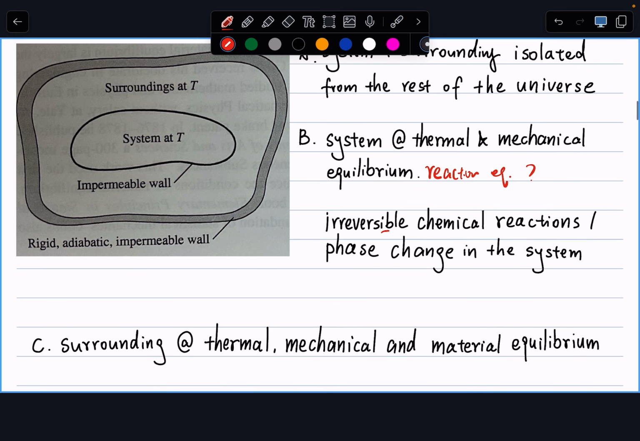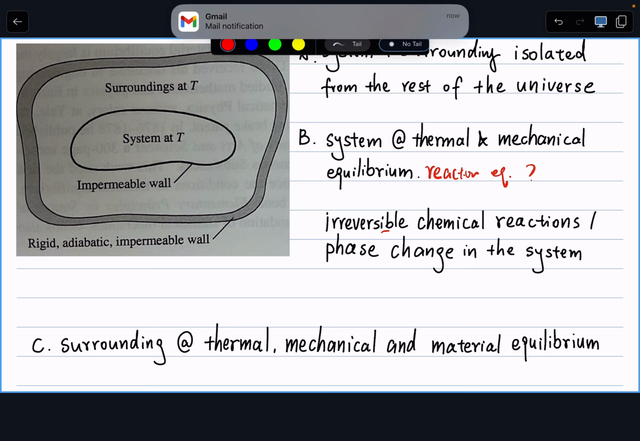And the surrounding, or this water bath, is kept at thermal and mechanical equilibrium and also material equilibrium, right? So if you have a water tank and inside that water tank you have a reaction container, the reaction only takes place inside the reaction container. So the surrounding is always at thermodynamic equilibrium, whereas the system is not. And the system and the surrounding are separated by an impermeable wall. It's non-adiabatic, so it allows heat to transfer between your system and surrounding, but no material transfer.